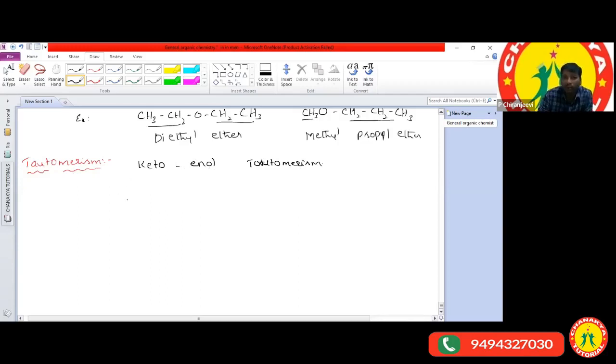Okay, sir, ketone means, let us see. Here first I'm writing CH3 bond, C double bond O bond CH3. Is that clear? Is the given compound a ketone or an aldehyde? What is the name of the given compound?